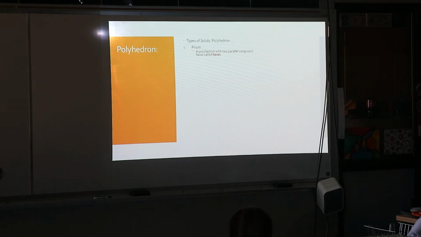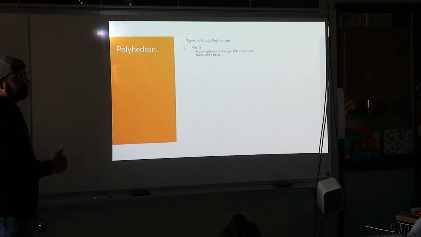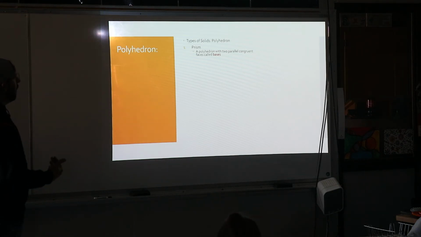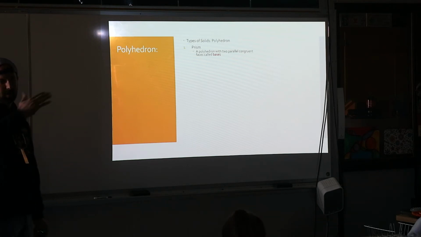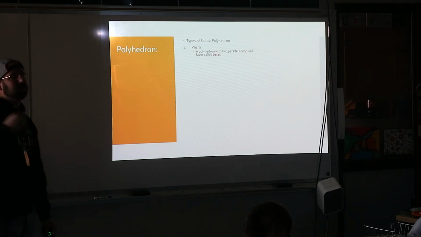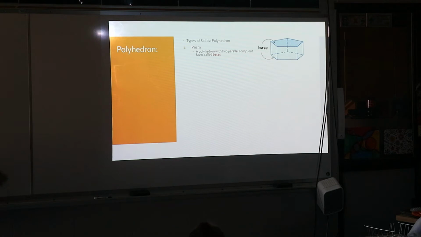It's a polyhedron where the two walls that are parallel to each other, the faces that are congruent, those are called the bases. So the bases are the walls that are parallel and they're the same wall. They're exactly the same dimensions. That's how you name a prism. You name it by its base that is parallel.